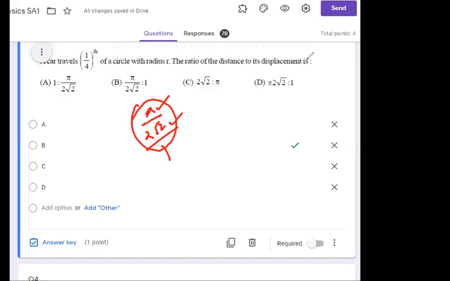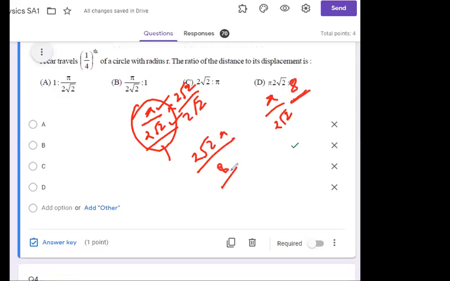Got it? Sir, then D option will come, na sir? No, it is pi by 2 root 2. Sir, if we multiply both by 2 root 2, then it will be 2 root 2 pi by 8, it should not be 1, it should be 8. When you rationalize, you multiply and divide both, right? Yes, okay sir.